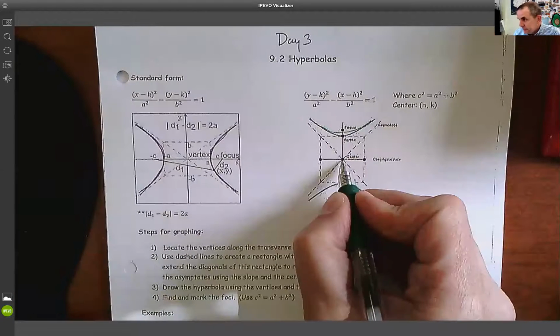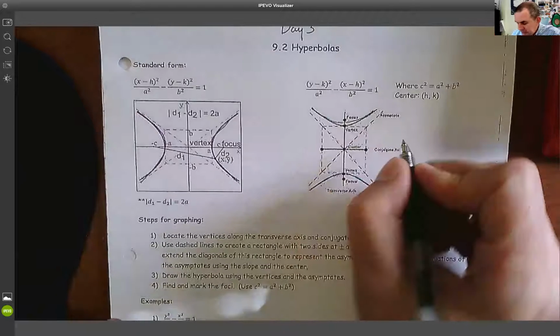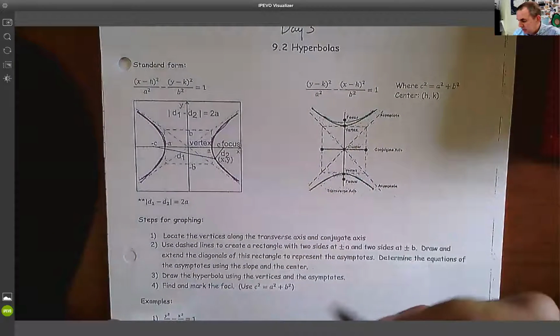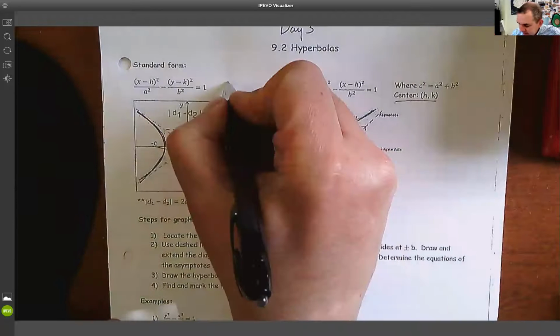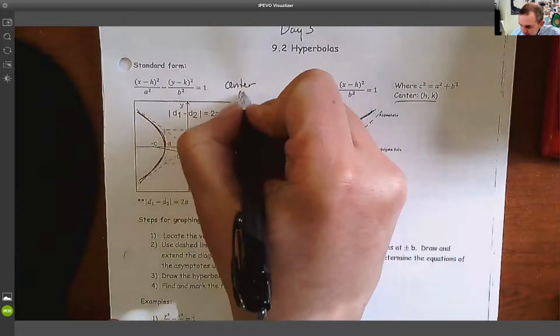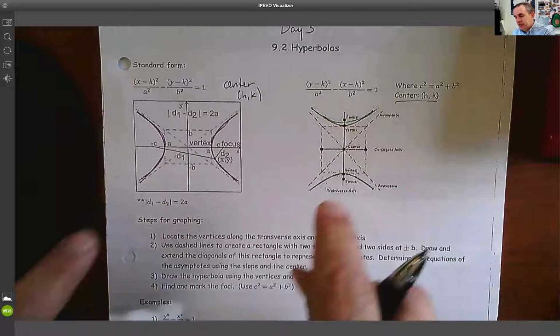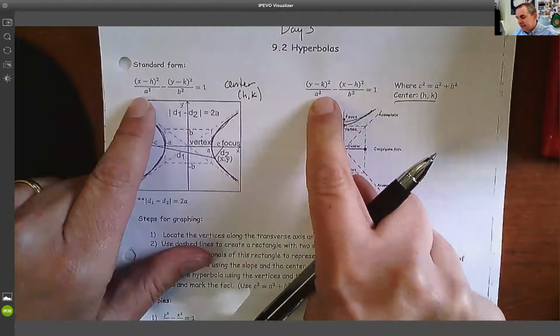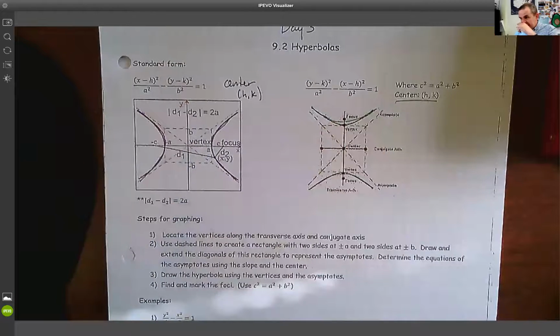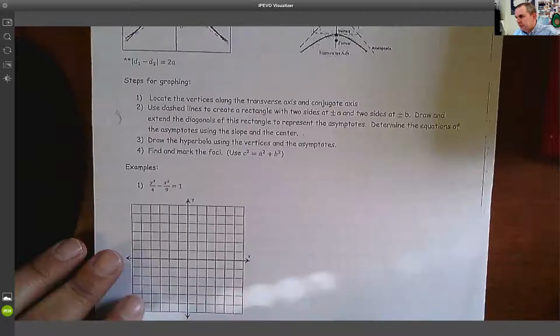There's a center in the middle. The center will always be h comma k. We still have an A and a B. Notice the A's and B's stay in the same place. A is always with the positive, and B is always with the negative. And the way we're going to deal with this is the following.